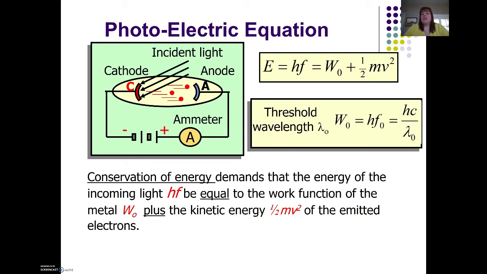Now that means the threshold frequency itself times Planck's constant is equal to the work function, right? I have to have that minimum amount in order to get that electron out of the atom. Now, if I only have that frequency, it's not going to go anywhere. It just has enough energy to get out, but then it can't go. So we can also write a threshold wavelength equation and say that the work function is also equal to h times c, the speed of light, divided by the threshold wavelength. So this is a statement of the law of conservation of energy.